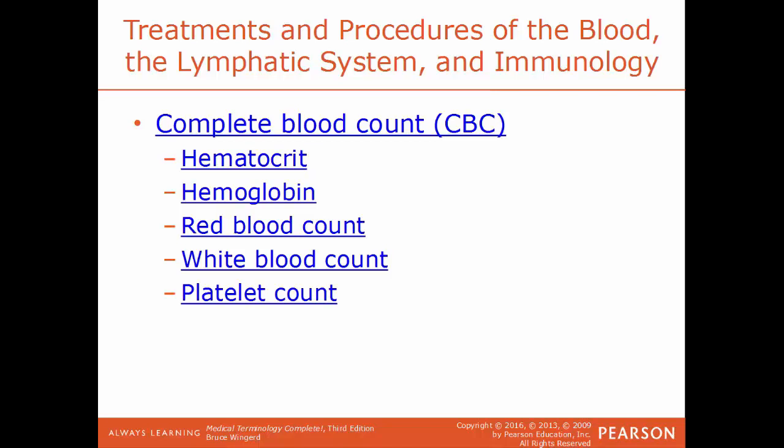Red blood count is the actual number of the red blood cells. So a white blood count would be the number of white blood cells. Again, there are multiple kinds of white blood cells, and they should be found in a certain ratio to one another. And that ratio gets thrown off to indicate something's wrong. And platelet count, just like the other two, is the counting of the actual number of platelets that are found in the blood.